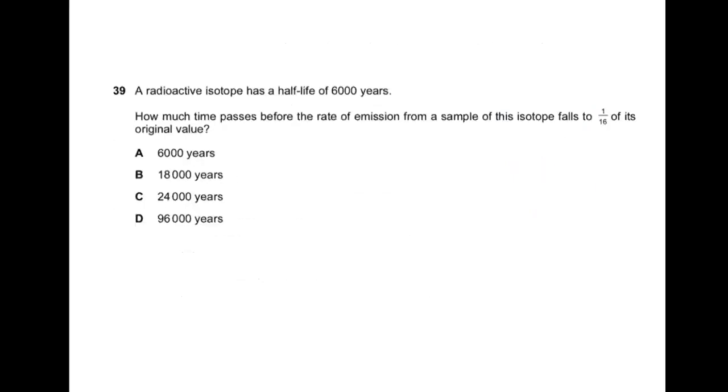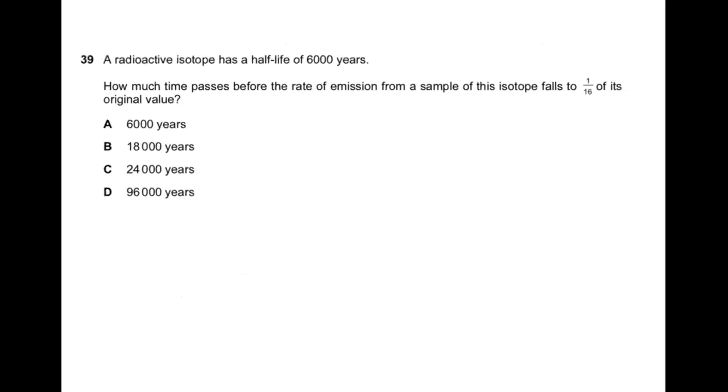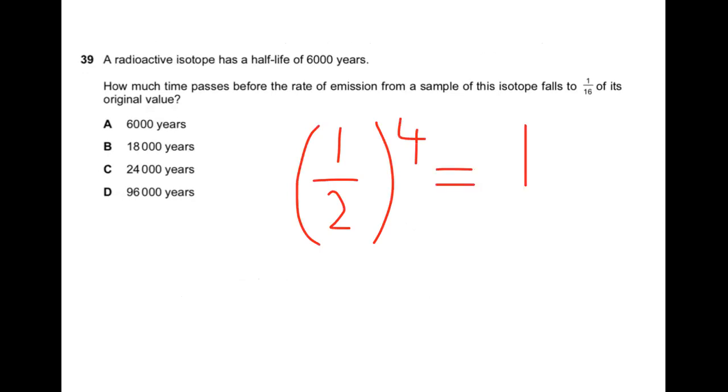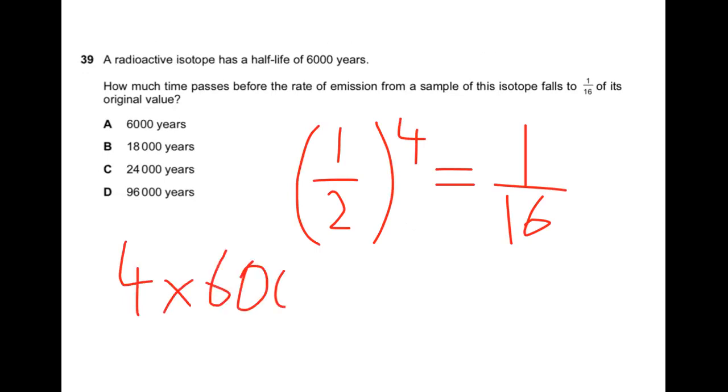Next question is about half-life. A radioactive isotope has a half-life of 6,000 years. How much time passes before the rate of emission from a sample of this isotope falls to 1/16 of its original value? 1/16 is equal to (1/2) to the power 4. This means that 4 half-lives have passed. So the time that has passed will be 4 times 6,000. That is option C, 24,000 years.